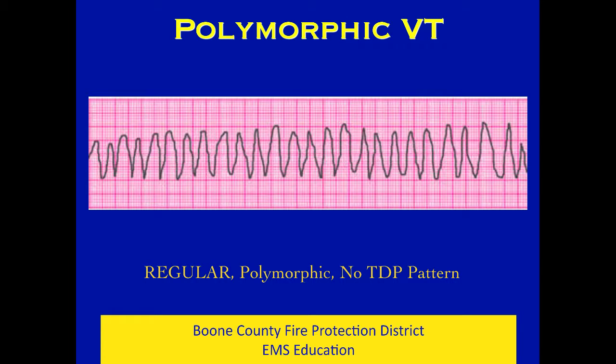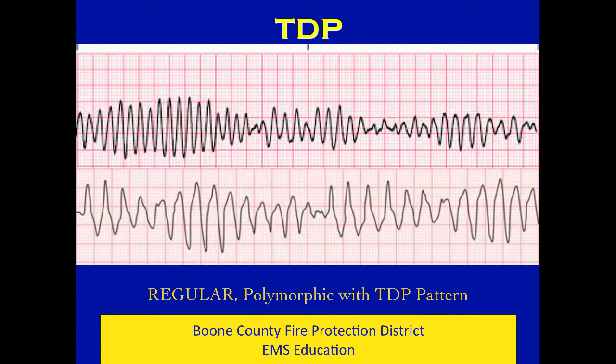So it is regular, it is polymorphic, but it is not the specific torsades de pointes pattern. So torsades is a subset of polymorphic VTACs. All torsades are polymorphic VTAC, but not all polymorphic VTACs have the torsades pattern. Here's the torsades pattern. It is regular. You have to look closely. You have to map it out perhaps, but it is regular. It has a particular pattern of increasing amplitude and then decreasing amplitude, and then increasing amplitude and then decreasing amplitude. And that's what torsades de pointes actually means.